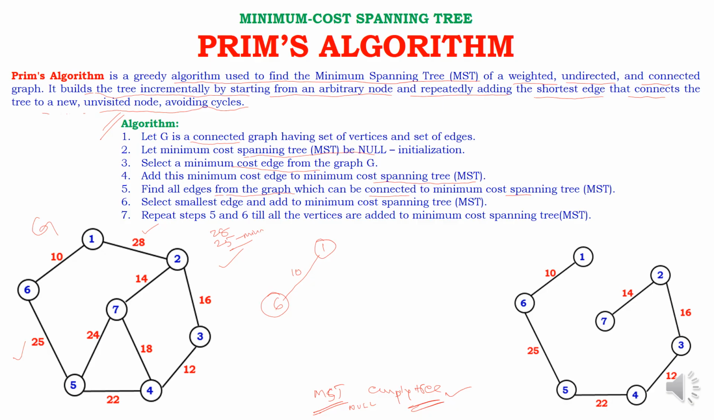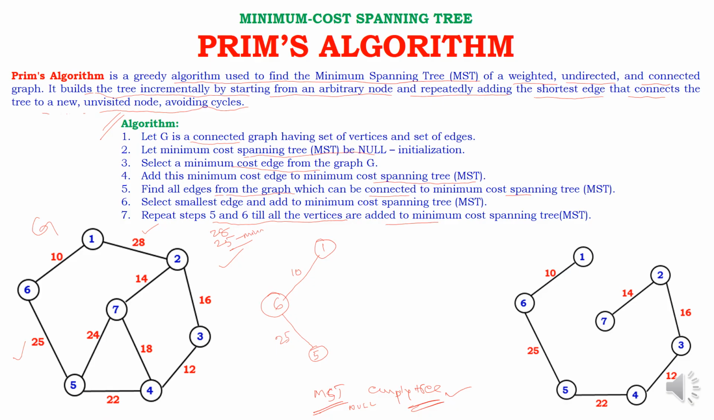Add the edge with the weight 25 to the minimum cost spanning tree. So I'm going to add 5 with weight 25. Now repeat steps 5 and 6 till all vertices are added.